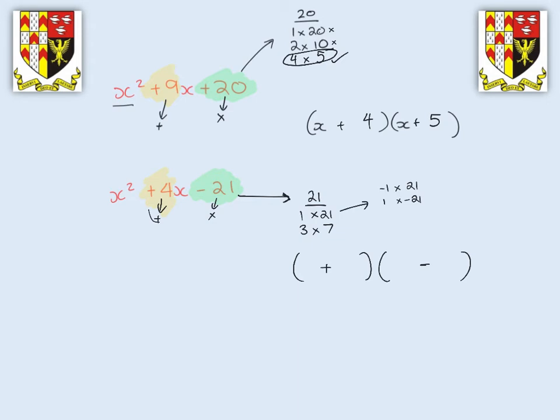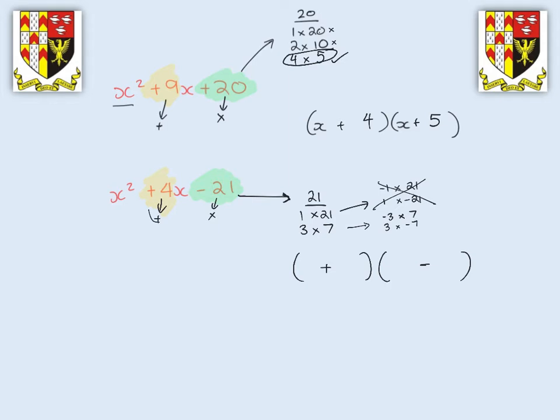So minus 1 times 21, sorry, minus 1 add 21 is just going to give me positive 20. And 1 add minus 21 is going to give me minus 20. So it's not going to be that there. So then this could have been minus 3 times 7 to get minus 21, or it could have been 3 times negative 7 as well.